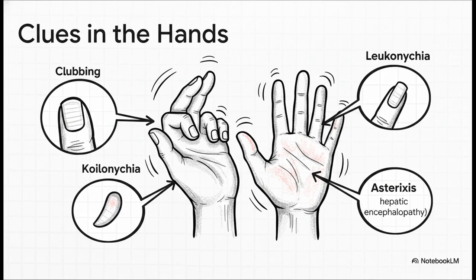You see nails that are kind of spoon-shaped? That's koilonychia, and it's screaming iron deficiency. What about white nail beds, leukonychia? That points you towards low protein, maybe from liver disease. And the big one. You ask the patient to hold out their hands, and you see that classic flapping tremor. That's asterixis. You are literally witnessing a sign of hepatic encephalopathy. You can start building a pretty solid differential diagnosis before you've even touched their belly.